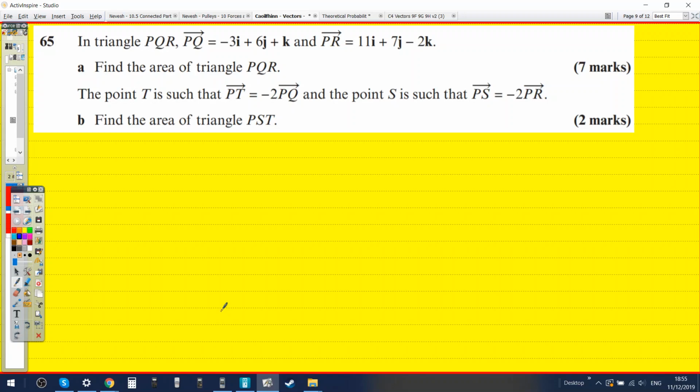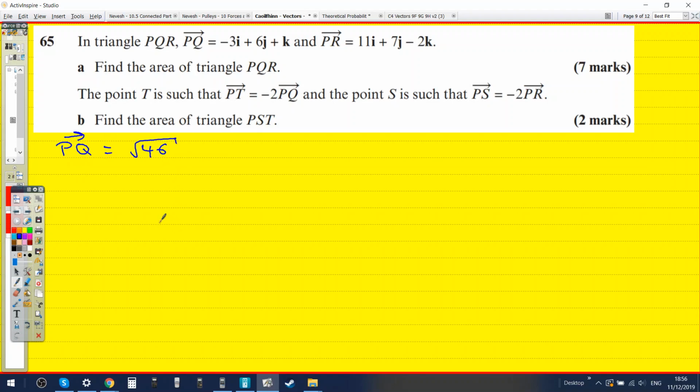So, do we start by finding the magnitudes again? Yeah, couldn't hurt. So, P to Q, I think, is root 46. What was it, sorry? Root 46. Okay.